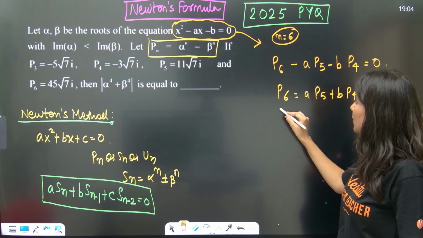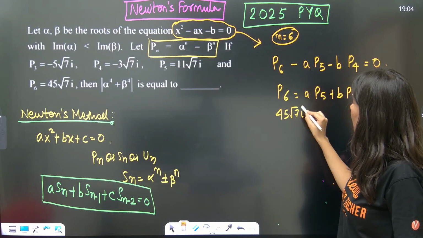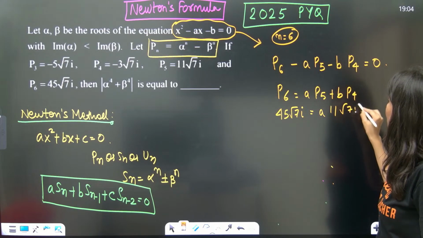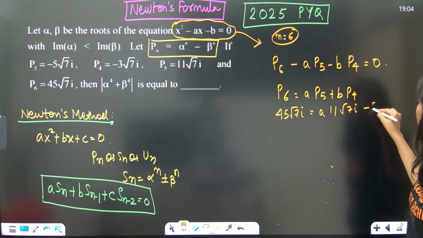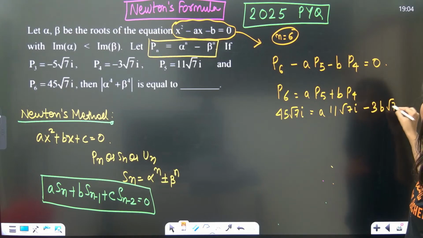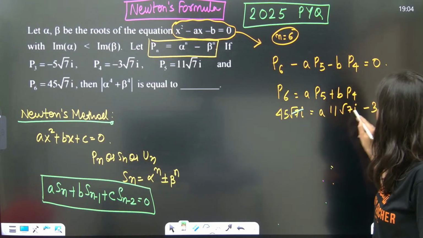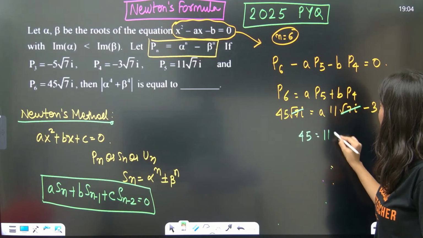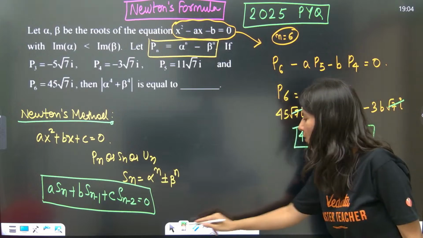Now put the values. P6 is 45√7 i, equals a times P5, which is 11√7 i, minus b times P4, which is −3√7 i, so minus 3b√7 i. Clearly the terms are getting cancelled out, √7 i is gone. So 45 equals 11a minus 3b. This is the first equation. You are getting it?